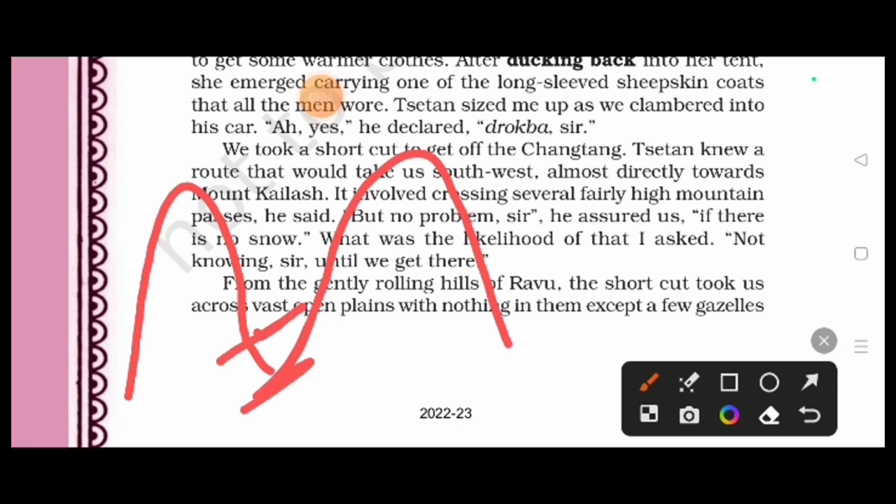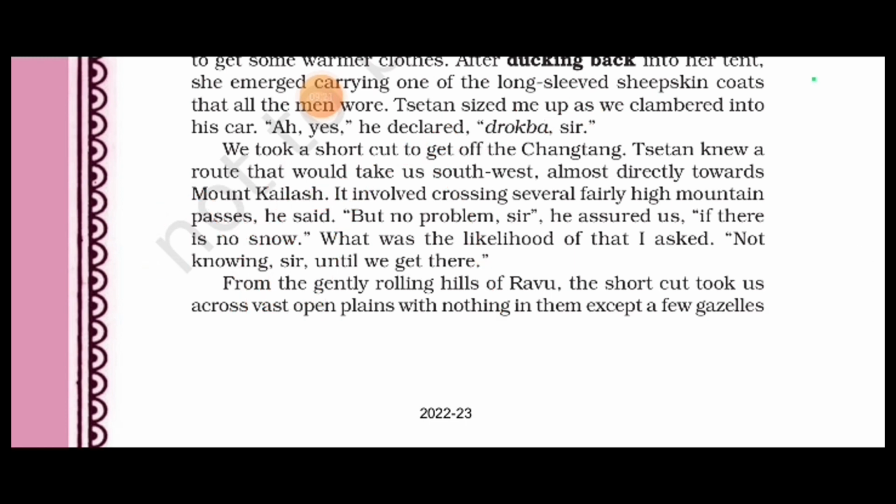Okay, so this is what? Passes. These are passes. Okay, children? Now, it involved crossing several fairly high mountain passes, he said. But no problem, sir, he assured us.